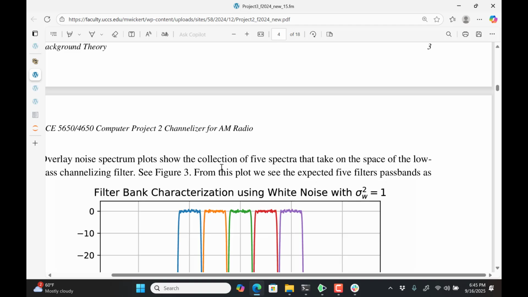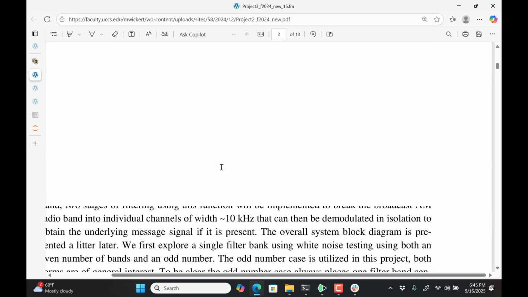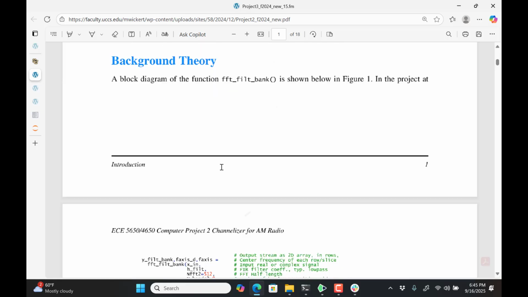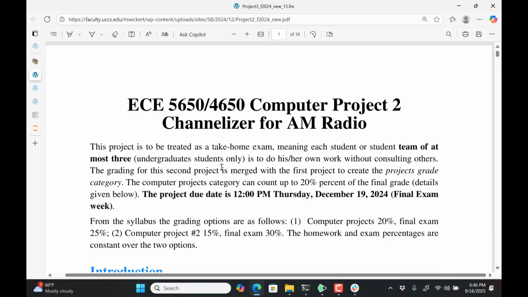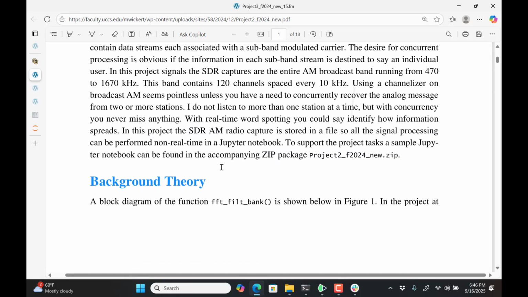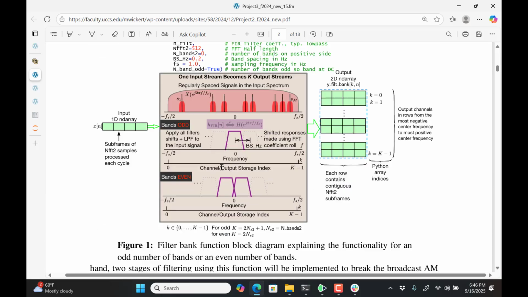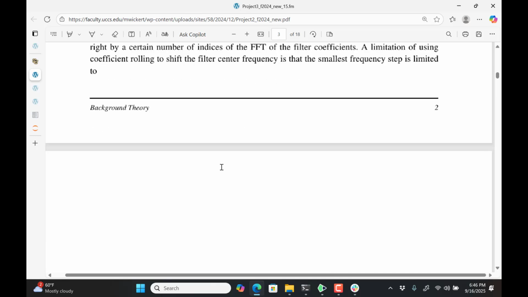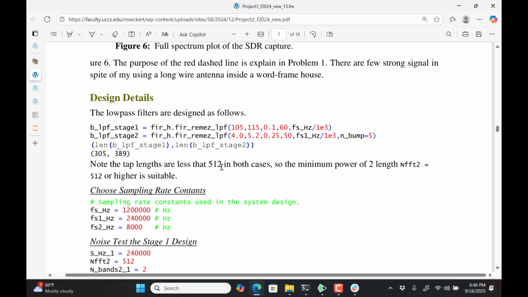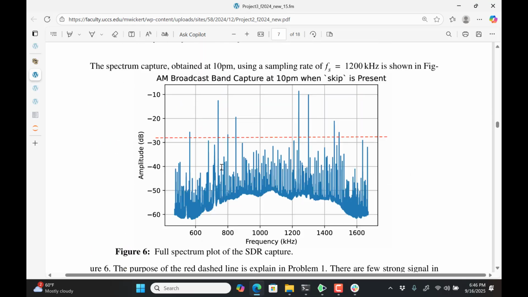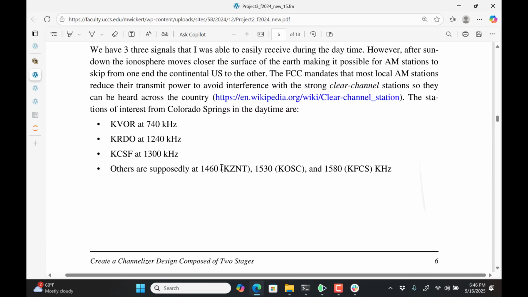This was a project from last year. It was called a channelizer. And so the way you can think of a radio signal in this particular example, we're going to channelize the AM broadcast band. And I guess it's slow to updating here. Here's what I'm looking for.